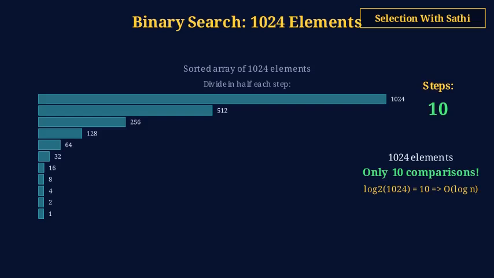The math is simple. Log base 2 of 1024 equals 10. For a million elements, that's only 20 comparisons. For a billion elements, only 30 comparisons. That's the extraordinary power of logarithmic growth.